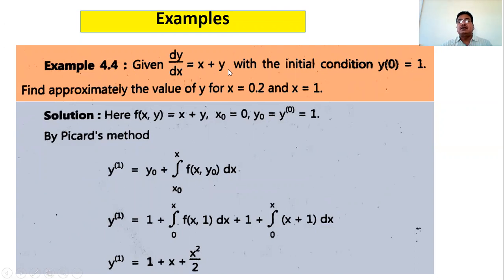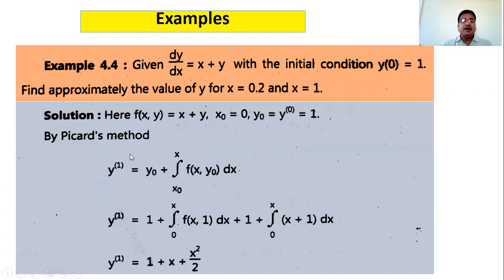The method. We will solve this problem by using Picard's method. We could also solve this problem by using Taylor's method, but here we are going to apply Picard's method. So dy/dx is equal to f(x, y). What is f(x, y)? x + y is f(x, y). Then what is y0? y0, or y raised to 0, is 1, the given initial condition.